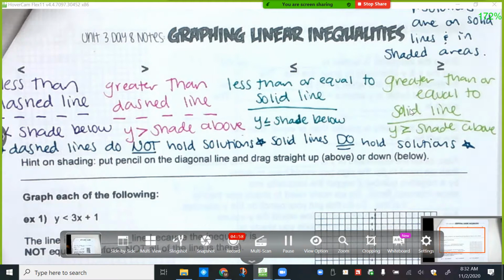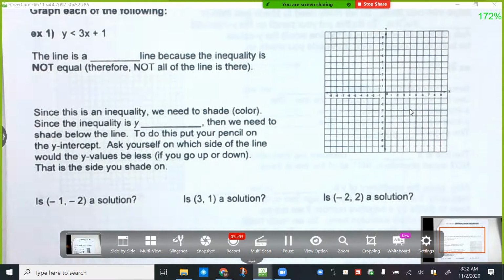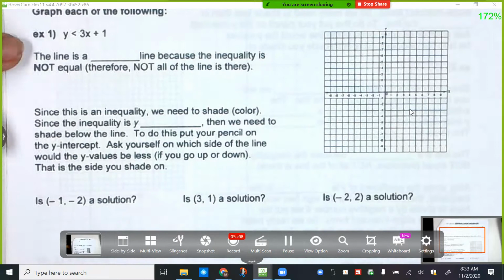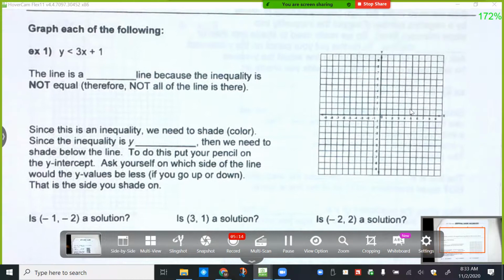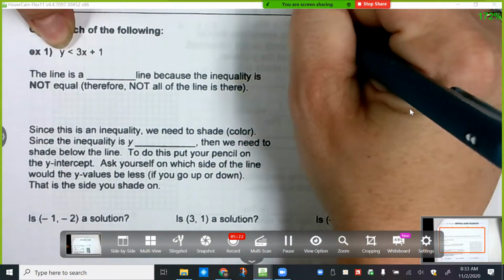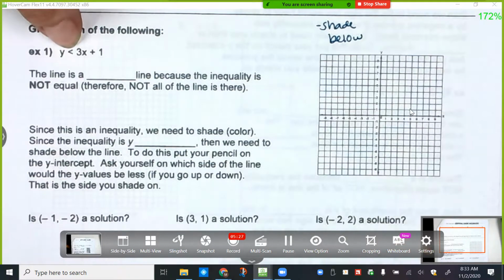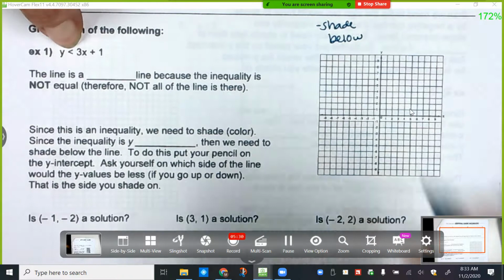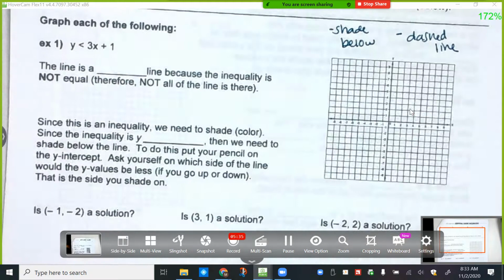So let's look at the first one. These are in slope-intercept form, which means we like these because right away we have our slope, our intercept, and we can graph, right? So knowing that, this says y is less than 3x plus 1. Before we even get started, I'm going to write two things down. If y is less, where are we shading? So we're going to shade below. And then if y is less, what kind of line are we going to have? Okay, so those are the two things that I know.